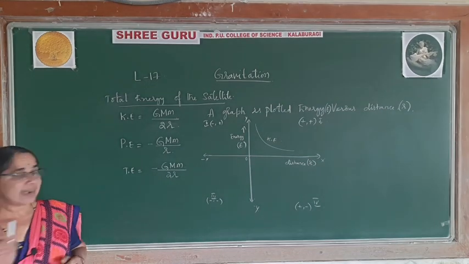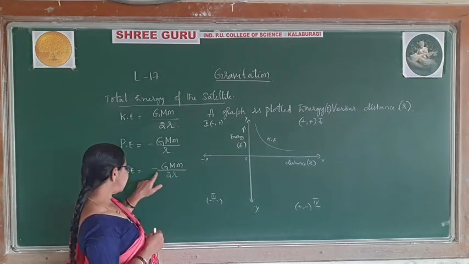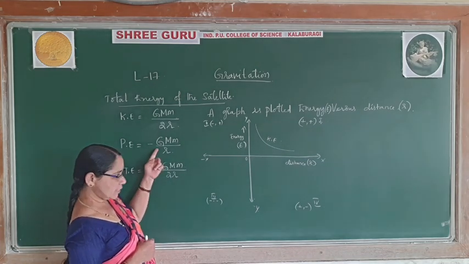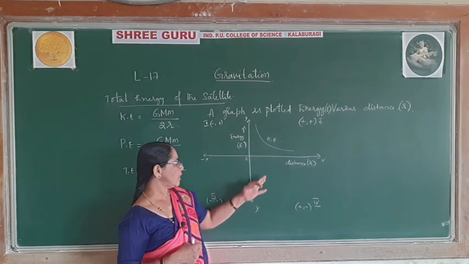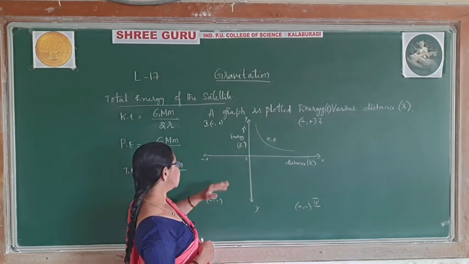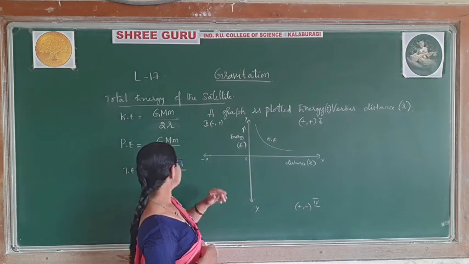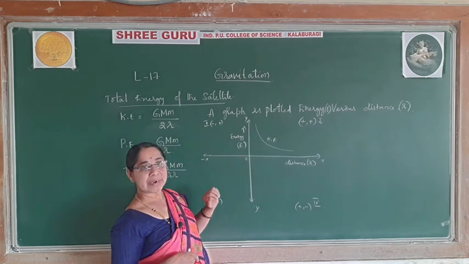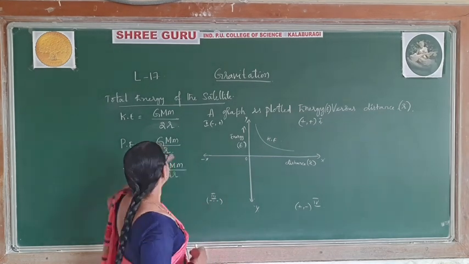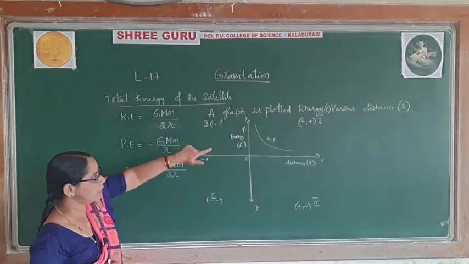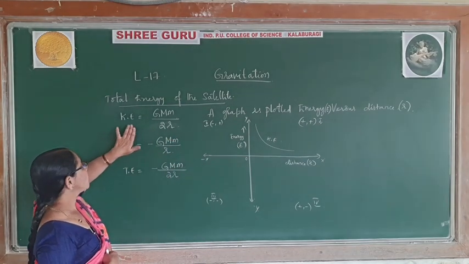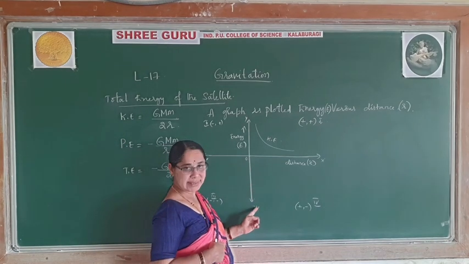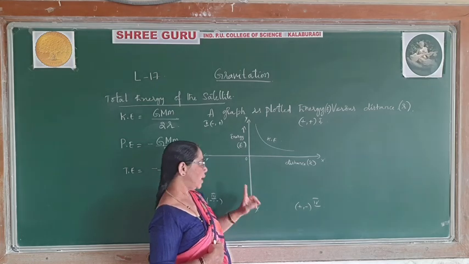And what about the potential energy and the total energy? Both are negative. So, energy versus distance you are writing. Distance will always be positive, but energy will be positive or negative. Since kinetic energy is positive, we have written it in the first quadrant, but here these two are negative. So, energy is negative, which means energy is the y axis and distance is the x axis.